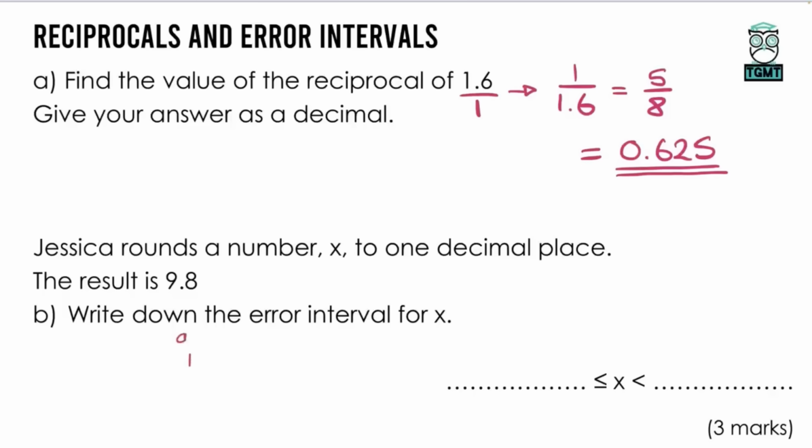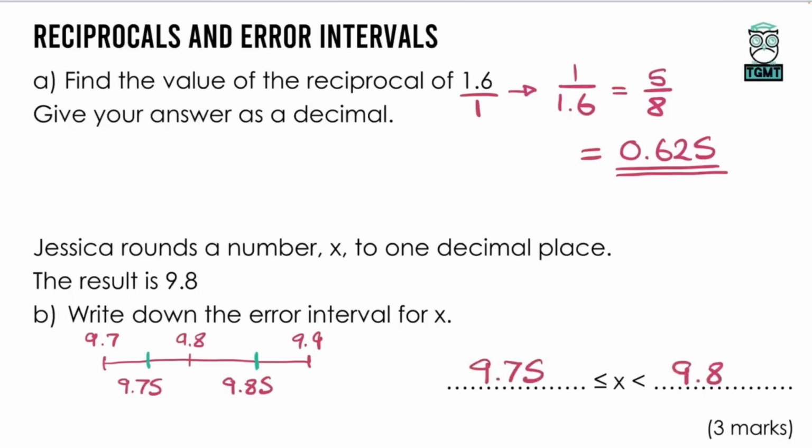So when we are looking at error intervals, 9.8 to 1 decimal place is actually between the two numbers 9.7 and 9.9. When we're looking at error intervals, we want the cut-off points that's in between those two, in order for it to round to 9.8. So in between 9.7 and 9.8 is 9.75, and in between 9.8 and 9.9 is 9.85. So that's our lower bound and our upper bound, which will go into our error interval. So on the left we have 9.75, and on the right we have 9.85. And there we go, there's some error intervals.